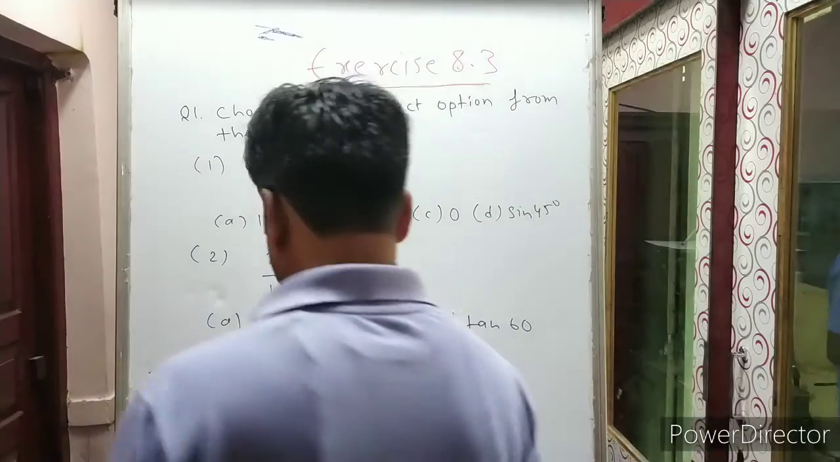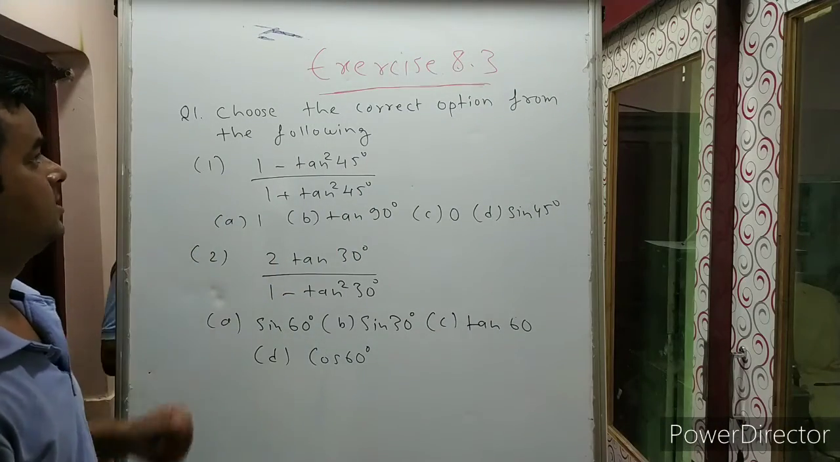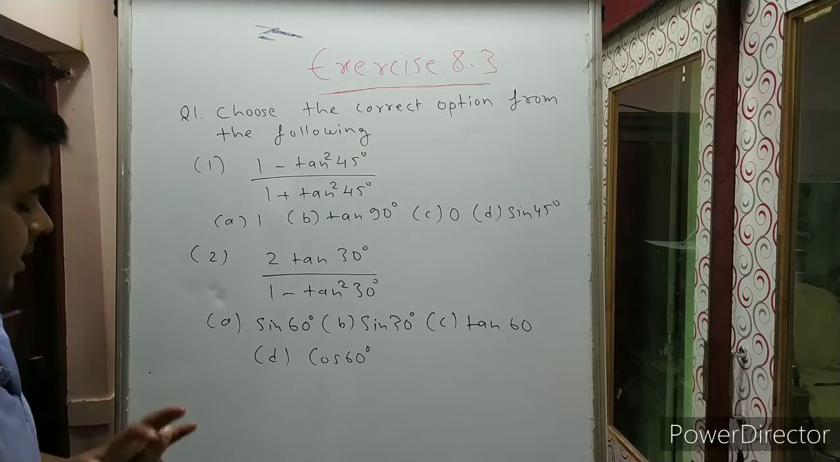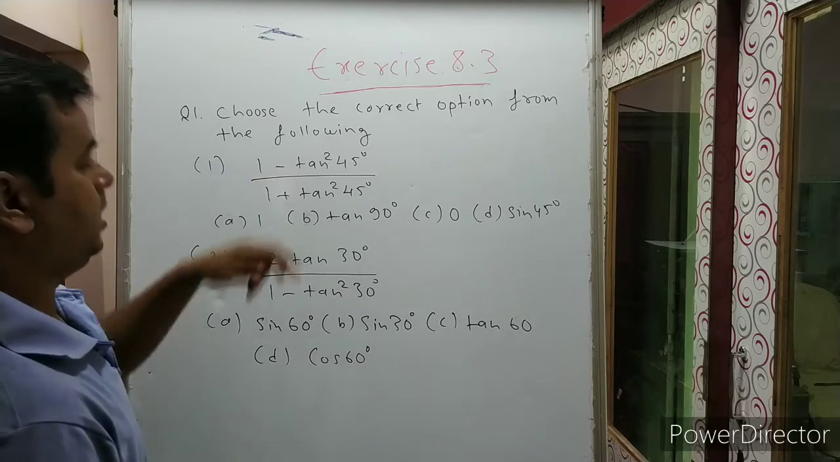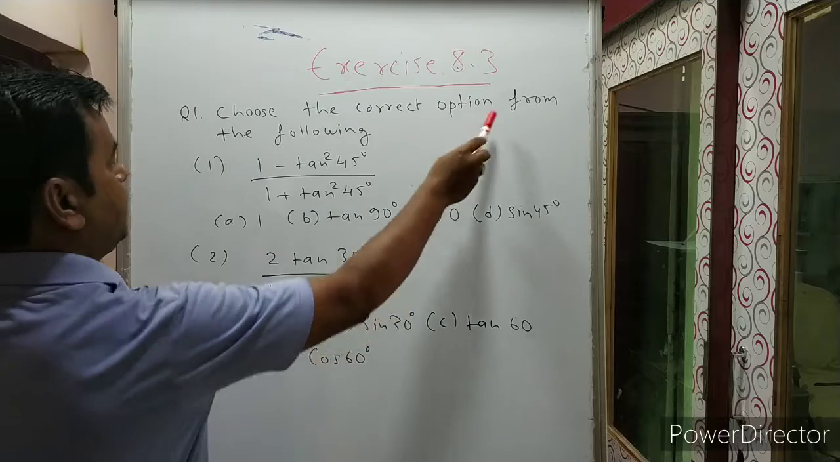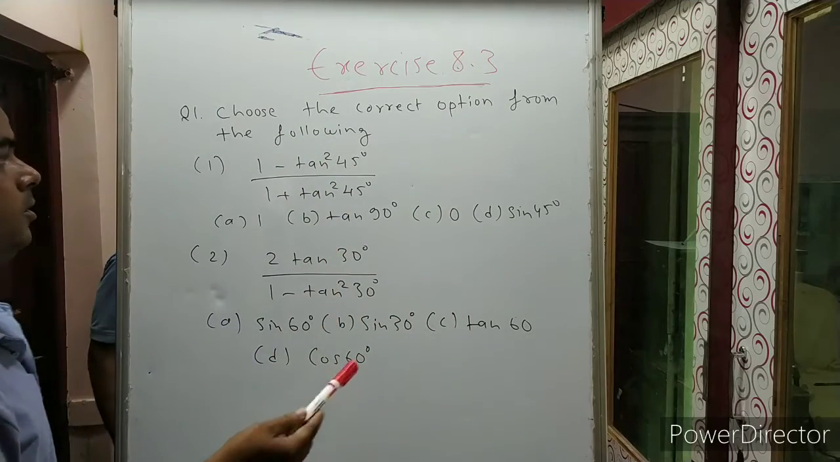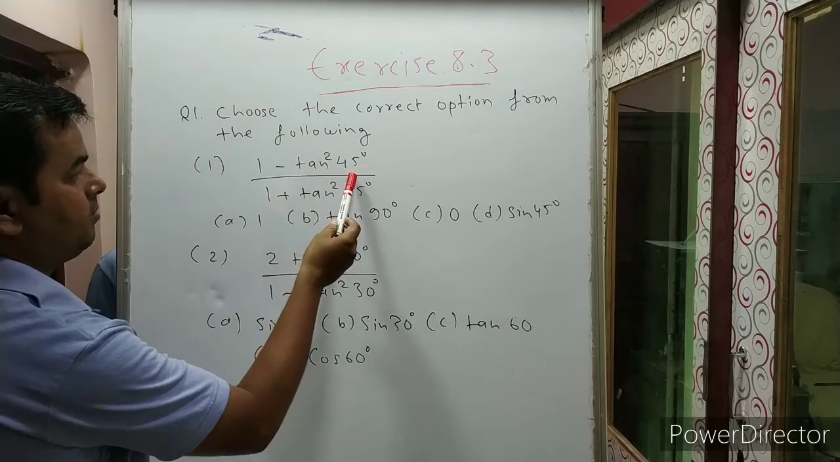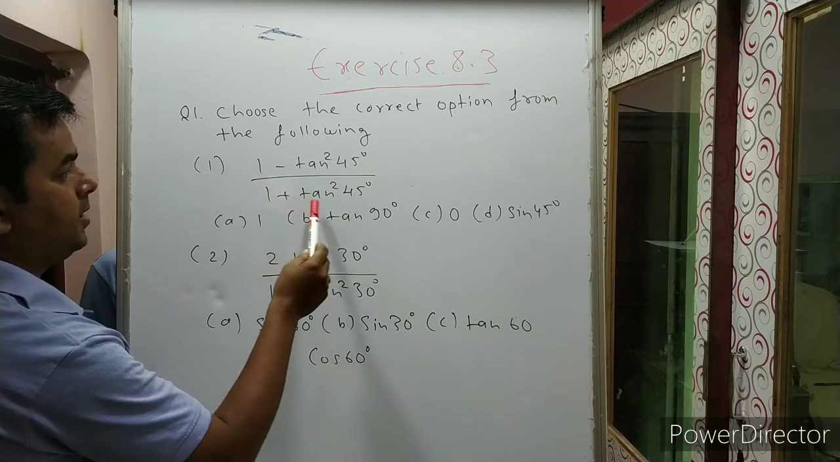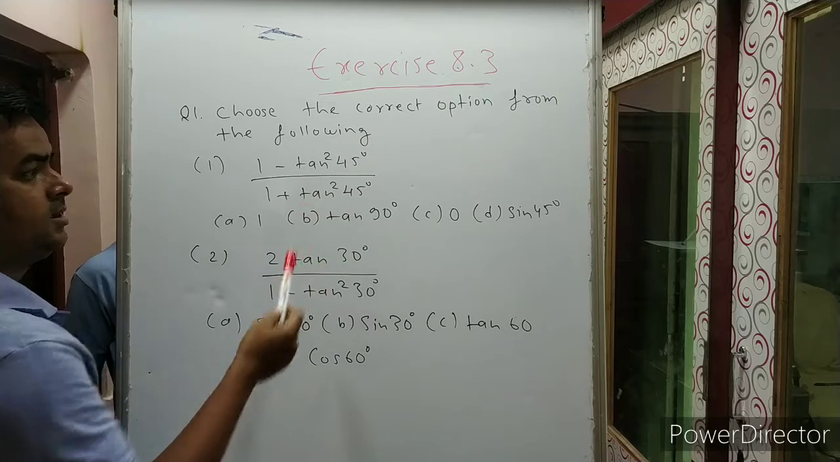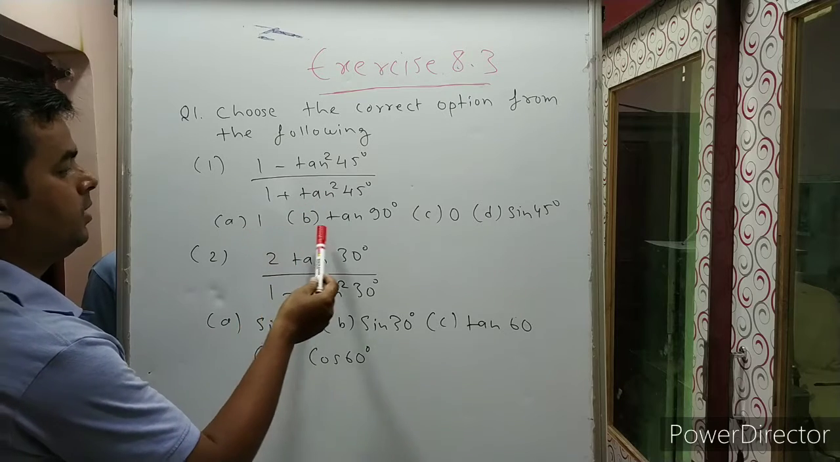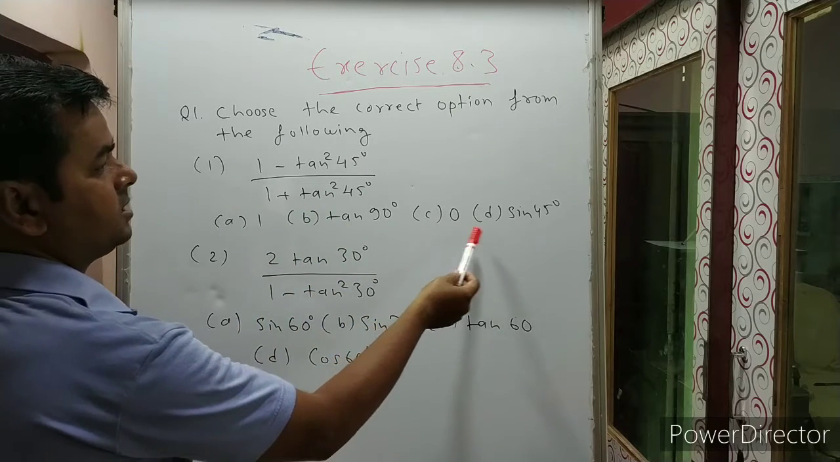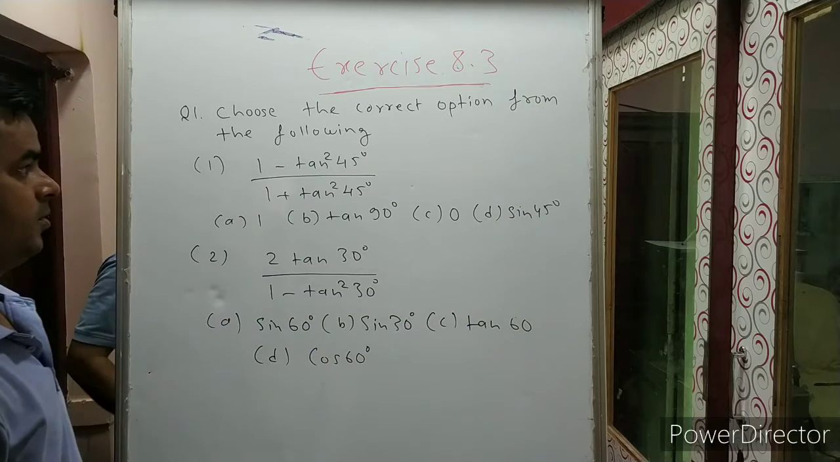Hello students. This is the first question of exercise 8.3, and the question is: choose the correct option from the following. First one is 1 minus tan square 45 upon 1 plus tan square 45 is equal to what? The options are 1, 90, 0, sin 45.